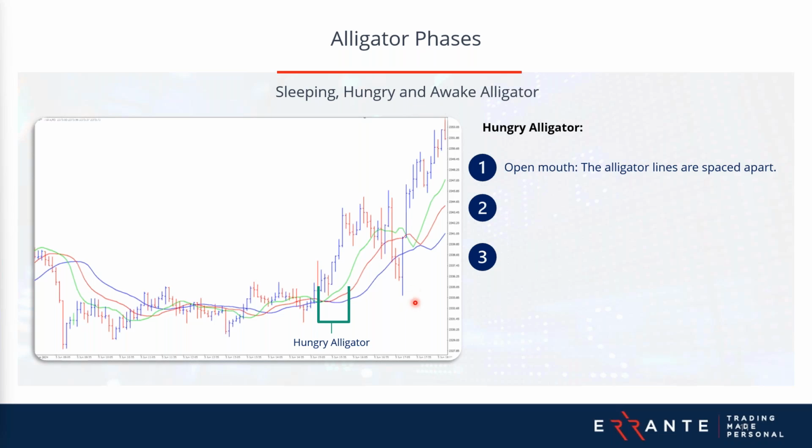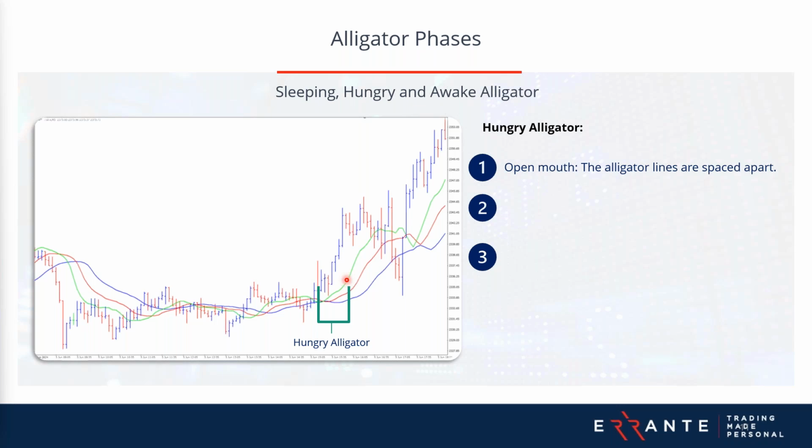So on this chart, you can see how the green, the red, and the blue lines are moving away from each other. And this separation indicates that the market is transitioning from a consolidation phase to a trending phase. Watch for the lines to start diverging as a signal that a new trend is forming. This is your cue to prepare for potential trading opportunities. The more pronounced the divergence, the stronger the trend is likely to be.